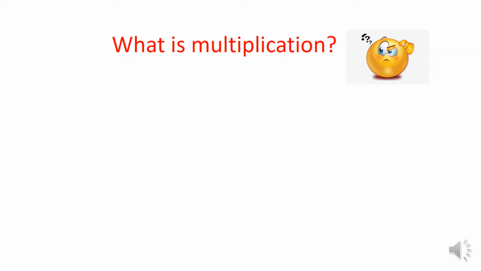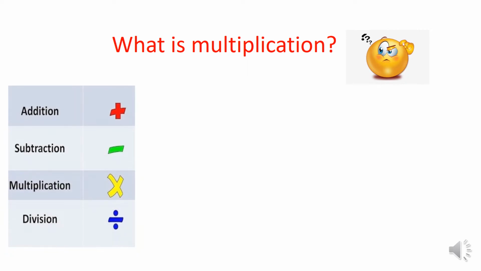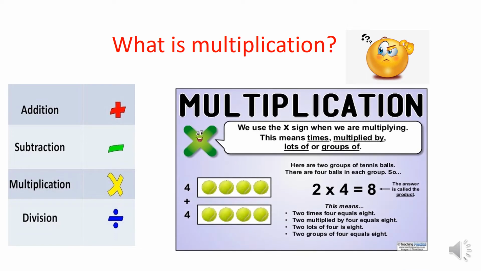Now, we were learning about multiplication a few weeks ago. Can you remember what multiplication is? It is an operation. We have 4 operations in maths: addition, subtraction, multiplication, and division. We're focusing on multiplication today. And we use this symbol when we multiply. It looks like an X. This is the multiplication sign, sometimes called the times sign. And we use the words lots of or groups of to help us describe this.